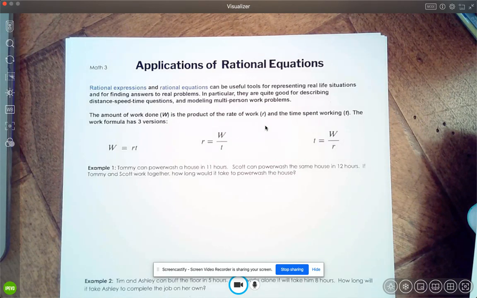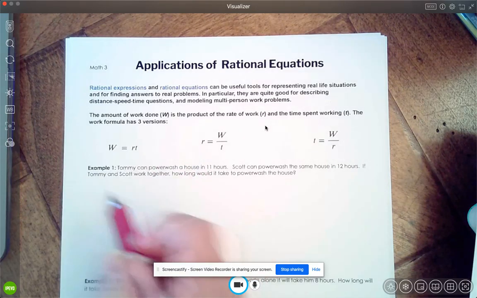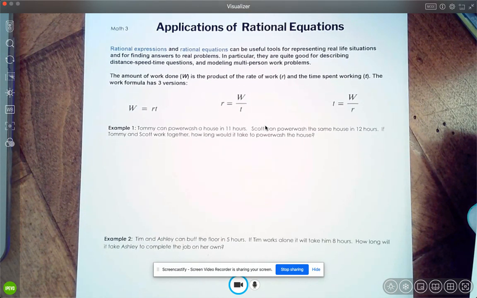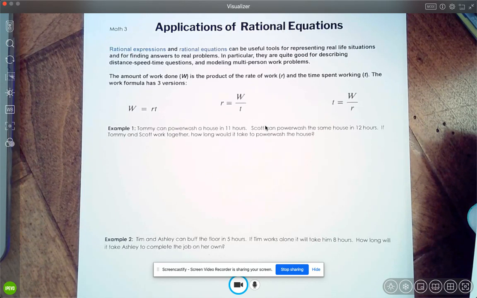The amount of work done is the product of the rate and the time spent doing the work. So the formula has three different versions and they're at the top of your sheet. Your sheet looks like the top of this one, but my examples are different. So let's get going on some examples so you can see how to do this. And some of you may remember these from Math 2. This is a review of things in Math 2.